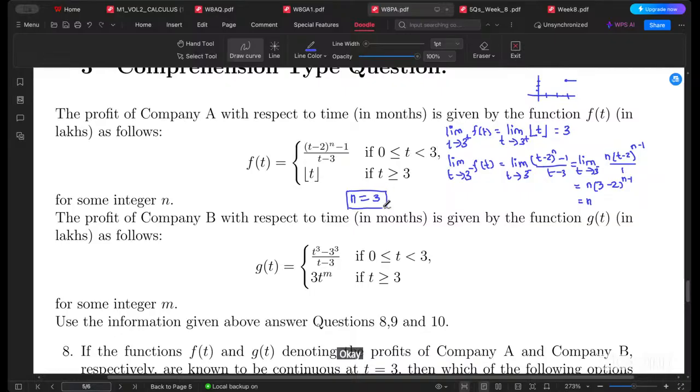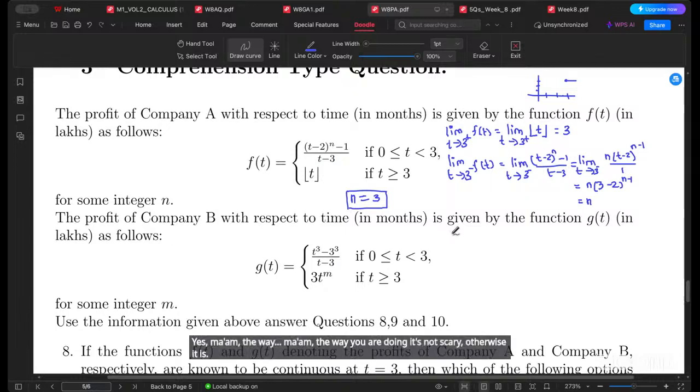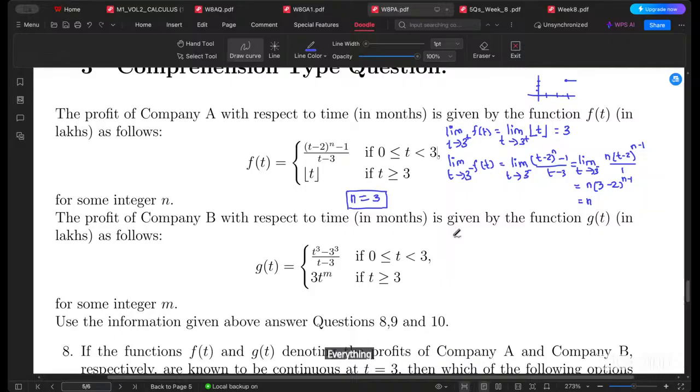Okay, so it is not that scary, right? Let's look at this problem. Ma'am, the way you are doing it, it's not scary, otherwise it is. Everything seems like devil's sums. Yes, practice helps us, right? Step by step. We also need to go step by step.